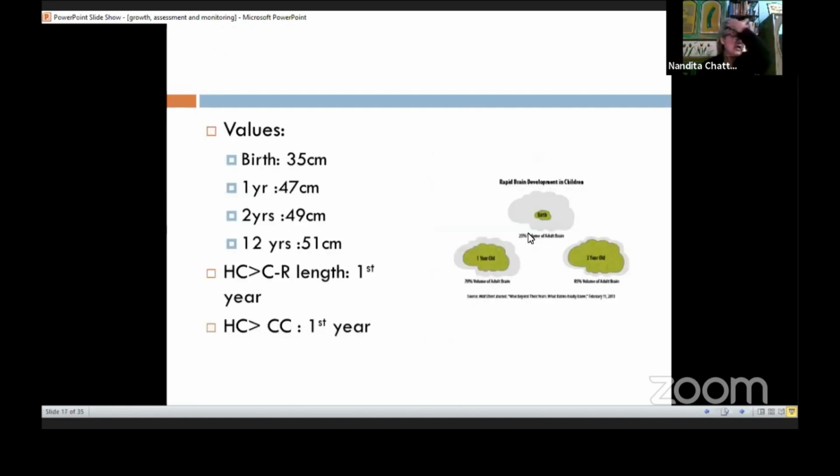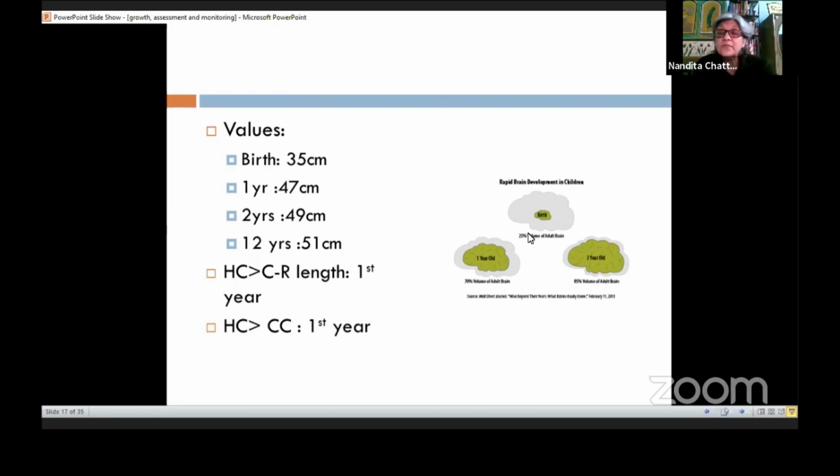Values. At birth, the child's head circumference is 35 centimeter. In 1 year, it becomes 47. So here we get an increase of 12 centimeter. But in the second year, this increases only 2 centimeters, making 47 up to 49. And from 2 years to 12 years, all these 10 years, the head circumference increases by only another 2 centimeters. So I repeat, 35, 47, 49, and 51.